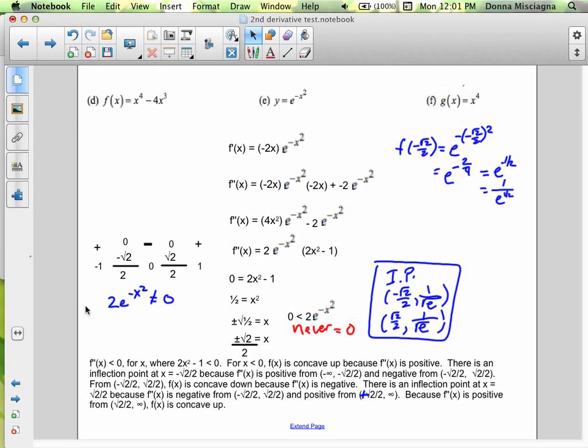So we can simplify this. Negative 2x times negative 2x is 4x squared. And then we can factor out the 2 and the e to the negative x squared. So the e to the negative x squared is never 0. This one is going to be positive all the time. So 2x squared minus 1, you can add 1 to both sides, divide by 2, take the square root.